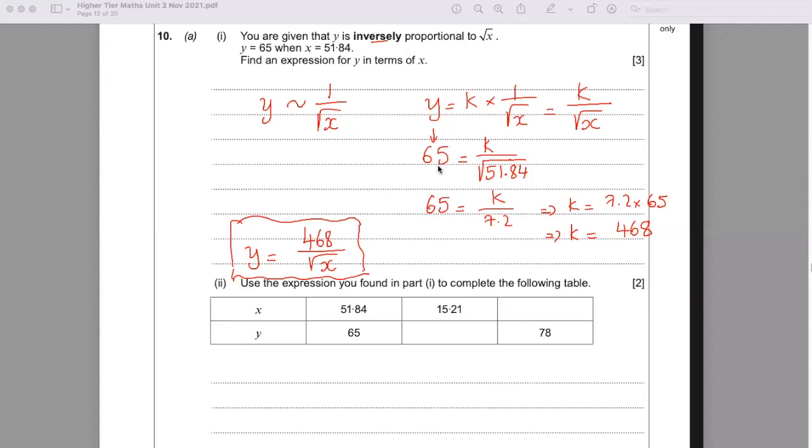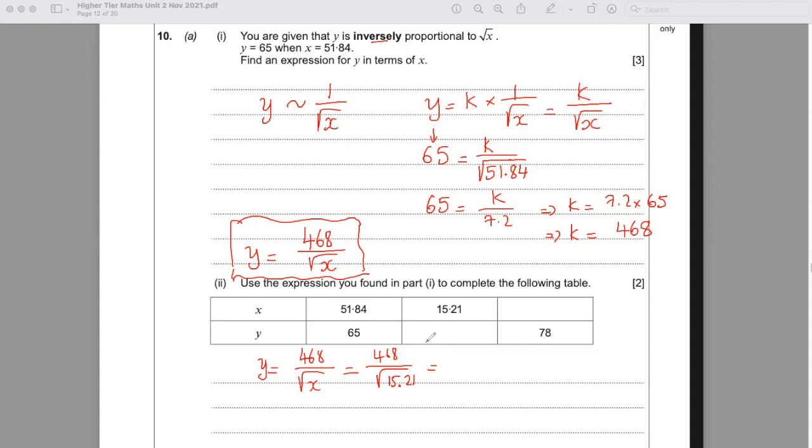Part B, use the expression you found in part I to complete the following table. So again, it comes up all the time like this. You've got a table, you've got x and y, you just have to work out the missing values. To work out y is more straightforward than working out x. You just substitute everything you have there. So y equals 468 over the square root of x, so 468 over the square root of 15.21. Just put all of that in your calculator.